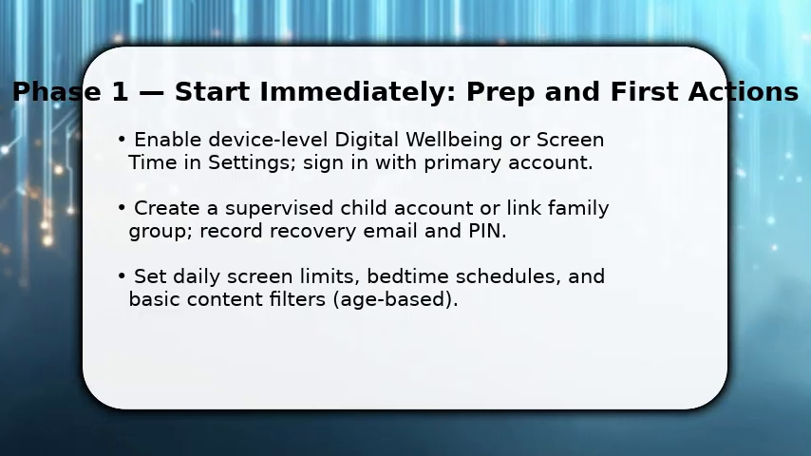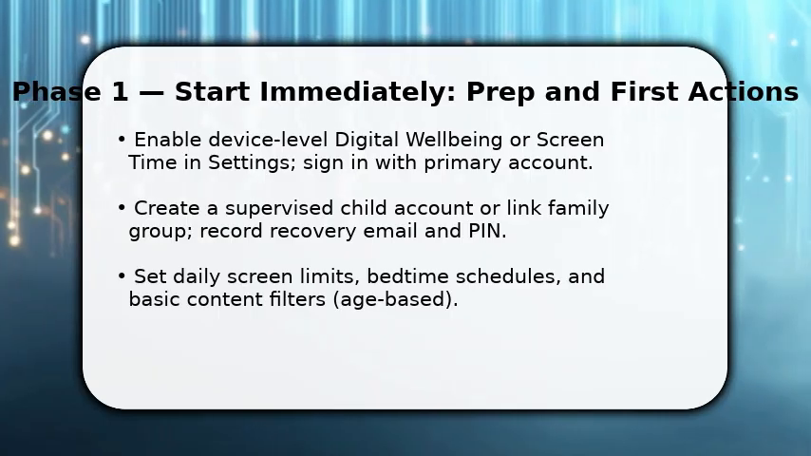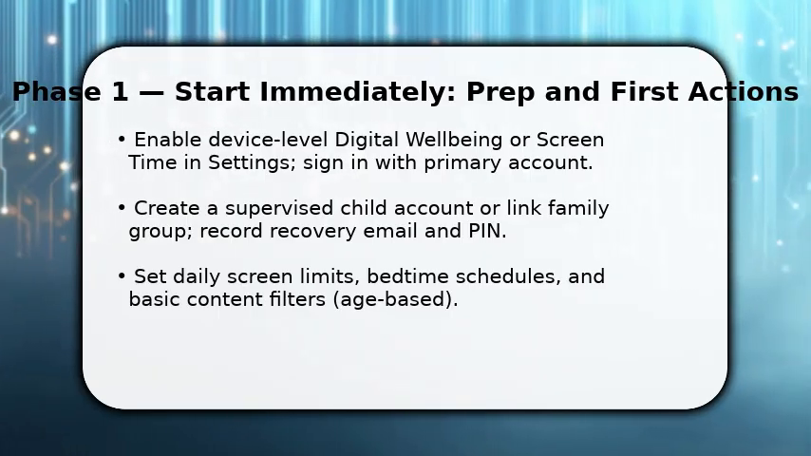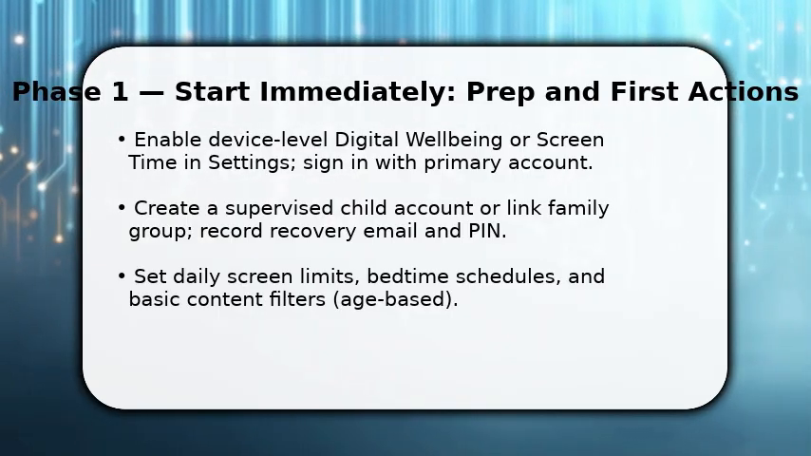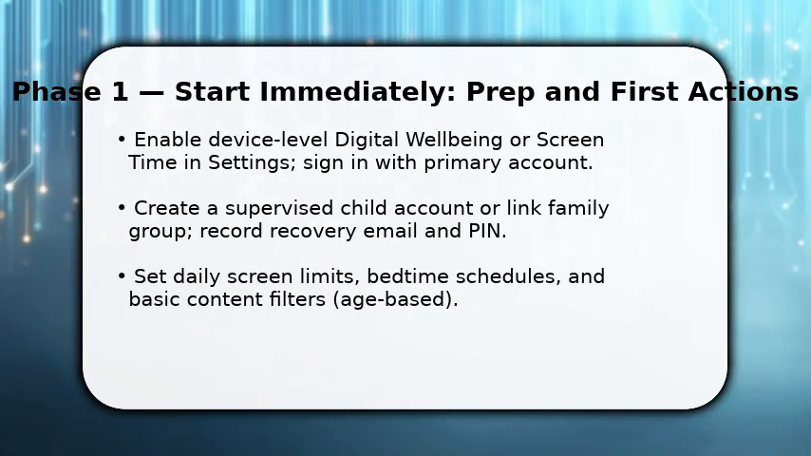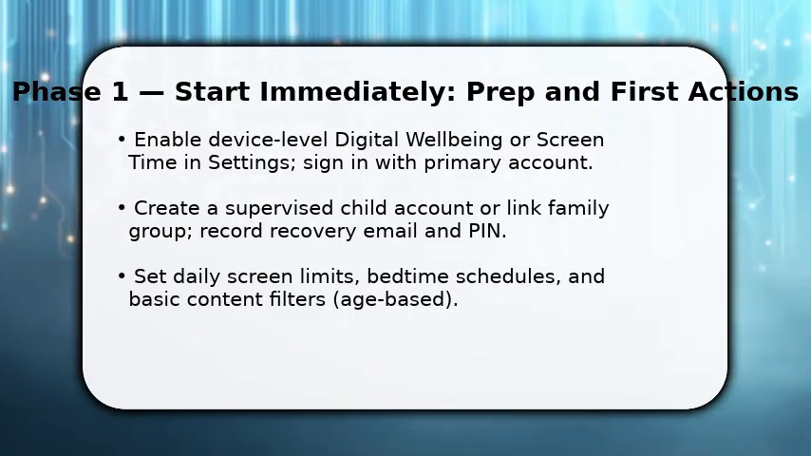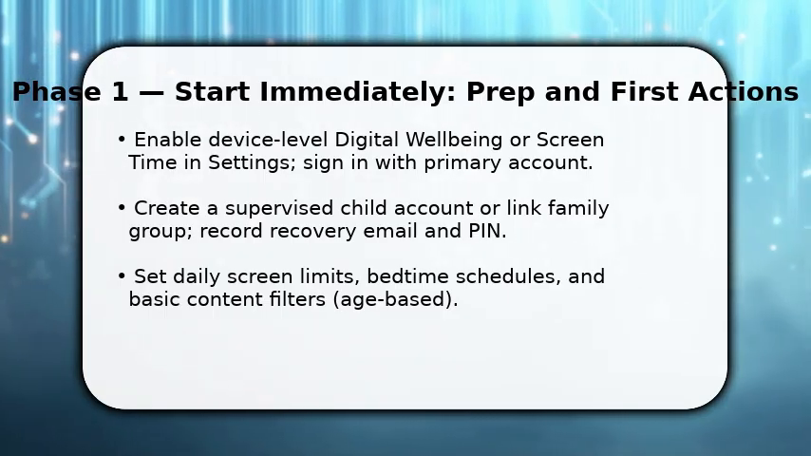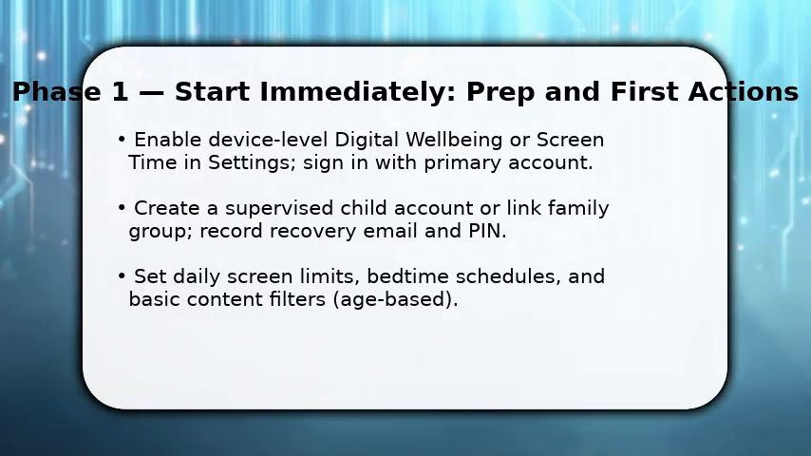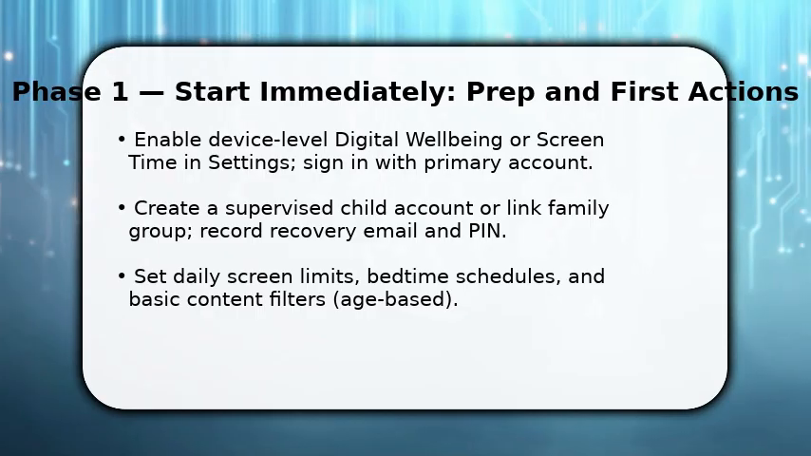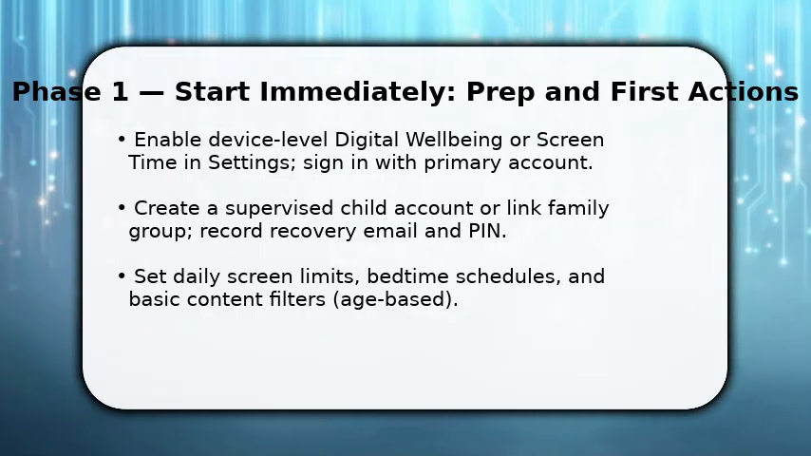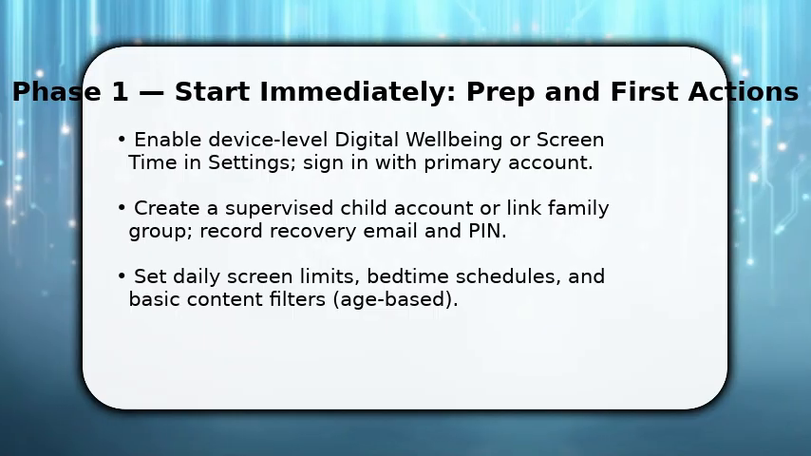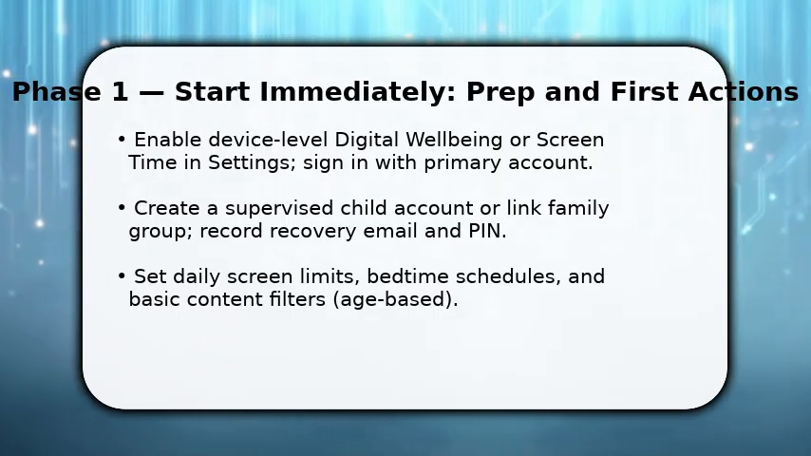You begin by turning on the platform tools, digital well-being or screen time, then sign into the family account. Once done, create a supervised child profile and save a recovery email and PIN so you don't lose control. Next, set immediate hard limits: daily screen time, a strict bedtime schedule, and age-based content filters. Do these first because they stop harmful exposure and give you breathing room to refine controls later.